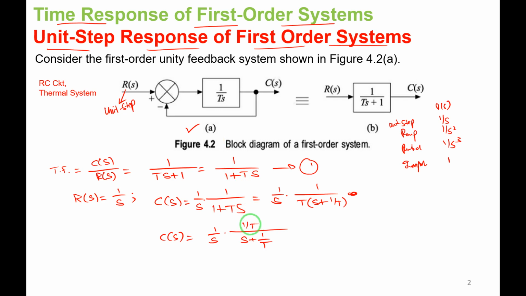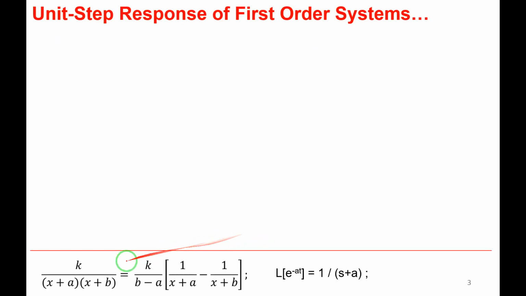So there is one standard formula. I will show you here in the next slide. Suppose the factor is like this, k divided by x plus a into x plus b. This is the factor. Then in the partial fraction expansion, this is the standard form.